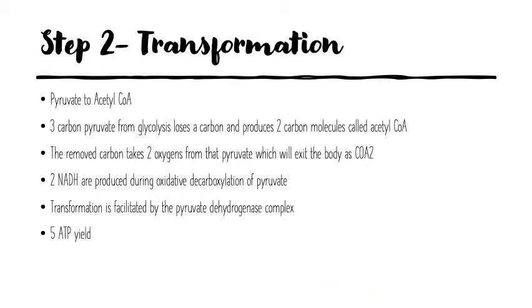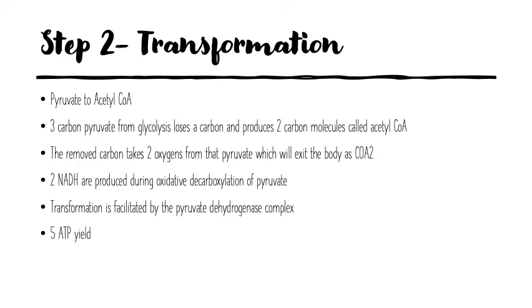Step 2 is transformation. In this step, we're going to transform pyruvate to the acetyl-CoA. And during this process, 3-carbon pyruvates that we got from glycolysis that we had just talked about lose a carbon and produce 2 carbon molecules, and that's going to be called our acetyl-CoA. The removed carbon takes 2 oxygens from that pyruvate and will exit the body as CO2.